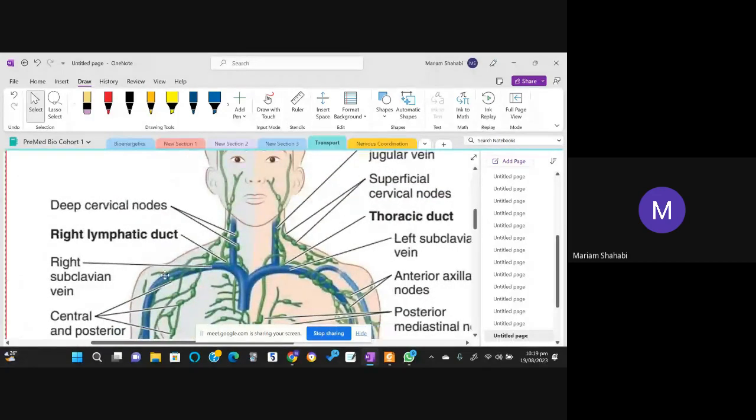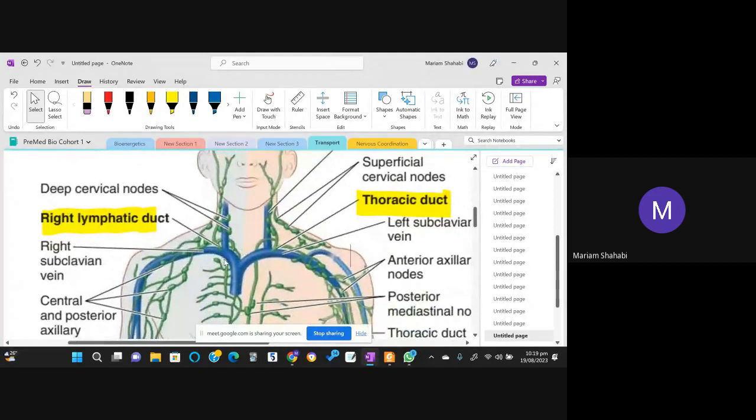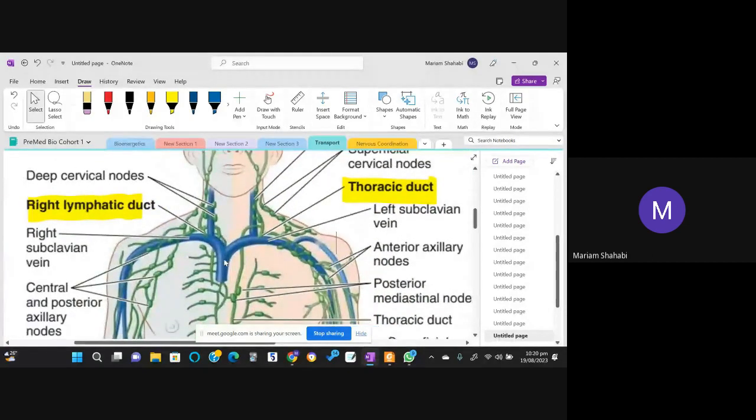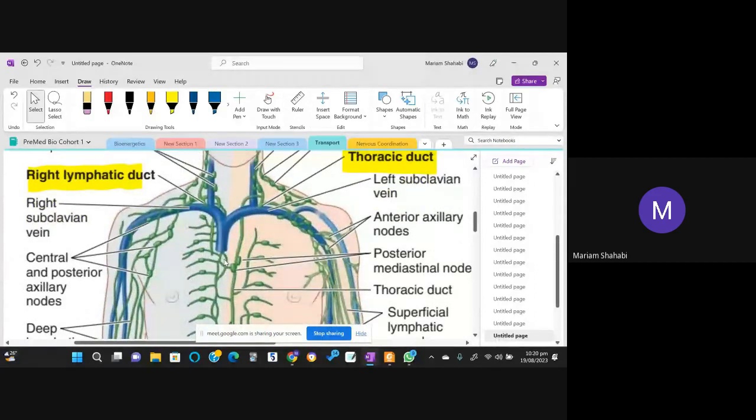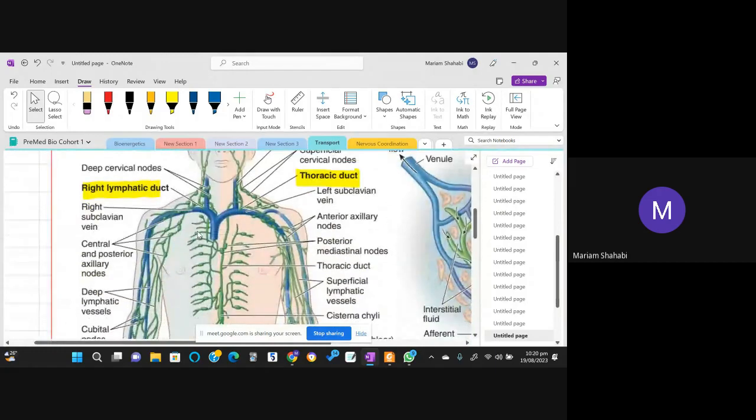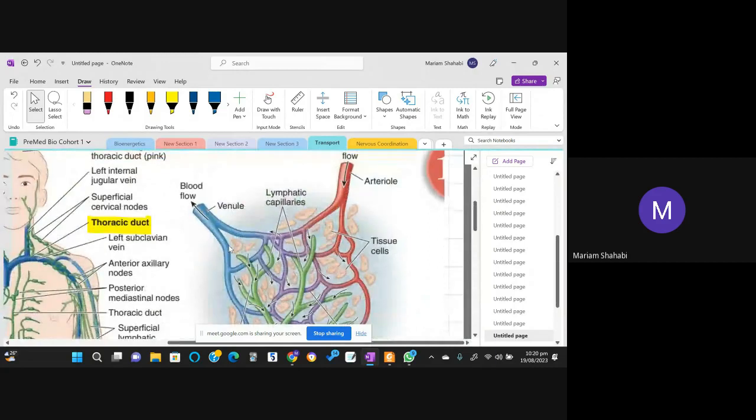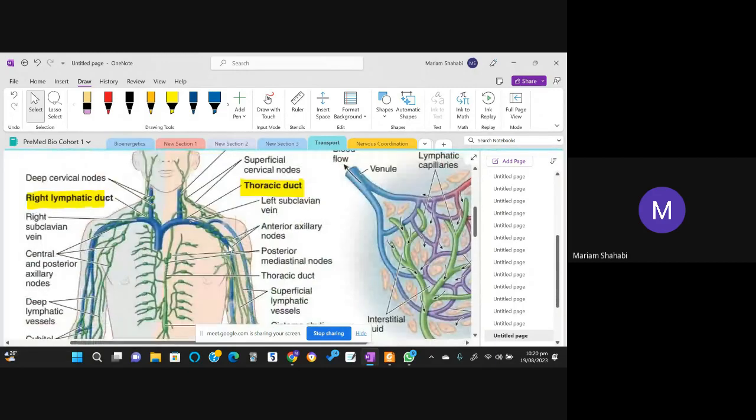Now, that place in the lower region of the neck, look here: the right lymphatic duct and the thoracic duct. So Punjab and Federal kids, if you don't open the book, this will be enough for you. There is the right lymphatic duct and the thoracic duct. You can see where the lymph drains back. So don't learn this diagram at all, okay? I just wanted to show you how the lymph nodes are distributed.